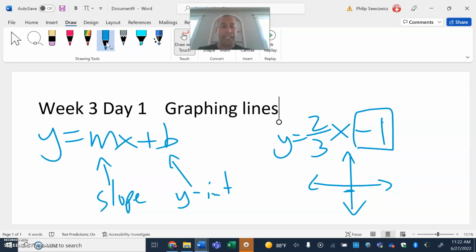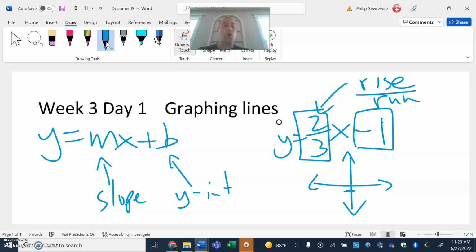The next one is our slope. And our slope is whoever's in front of our x term. It is m, represented by the slope that's there. And we use the phrase of slope being rise over run. So the first number is a 2. So we're going to be rising 2. So we're going to go up 2 spots. So 1 spot, 2 spots.